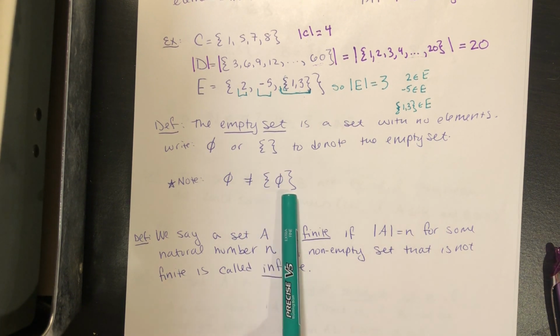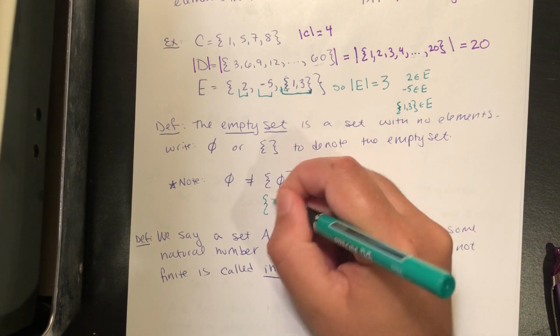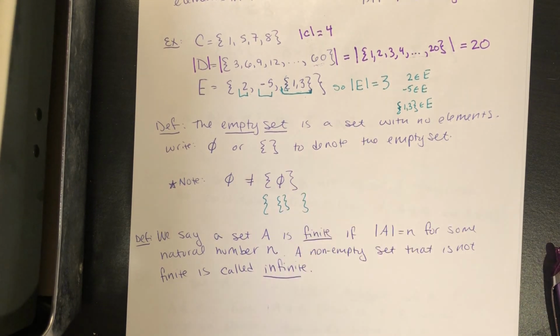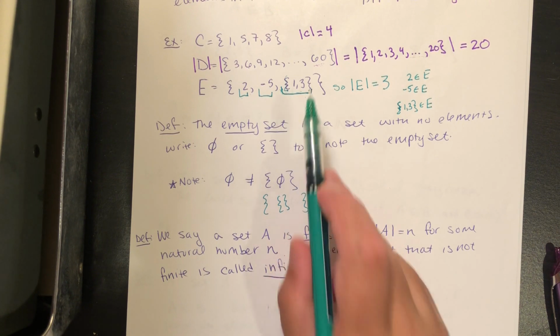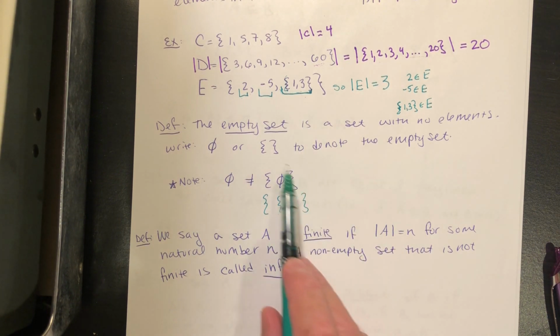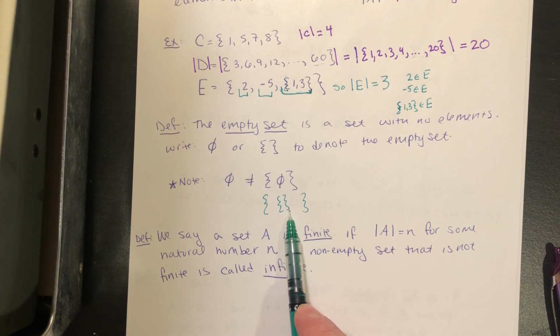If you have curly brackets with an empty set inside, this is really saying this is a set that contains one single set as its element, right? Remember, a set can be an element of a bigger set. That's what's happening here. This on the right-hand side represents a set containing the empty set.